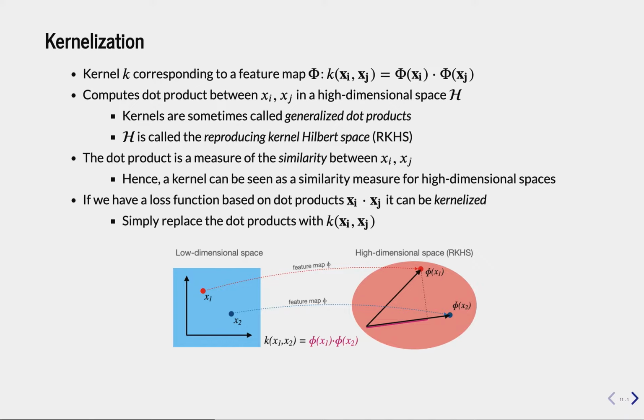So we have a low dimensional space with 2 points, x1, x2. We plot those using the feature map, which ends up in this high dimensional space. In this high dimensional space, we also have an origin. We compute the dot product of these 2 transformed points, and then we learn this, which is exactly the dot product in this high dimensional space. Okay. So basically, a kernel is nothing more than a generalized dot product. It's a dot product computed in a high dimensional space.